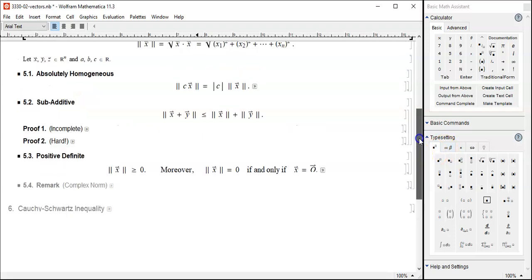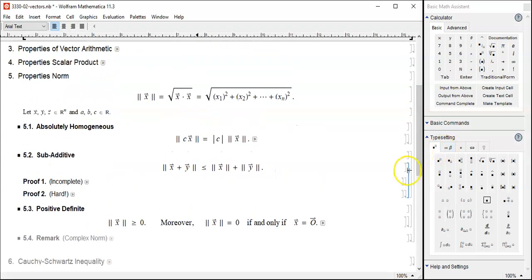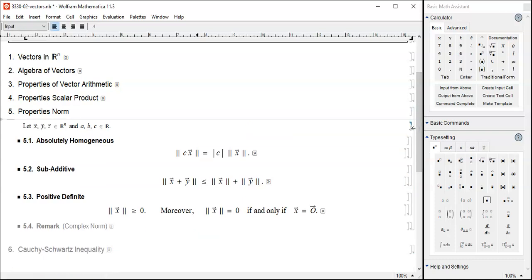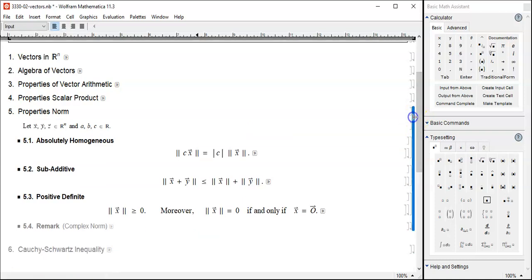Okay, all right. Let's say we are done with section 5. As for completing the proof of this subadditivity, let's do that in a separate video when we deal with section 6 as an optional video.